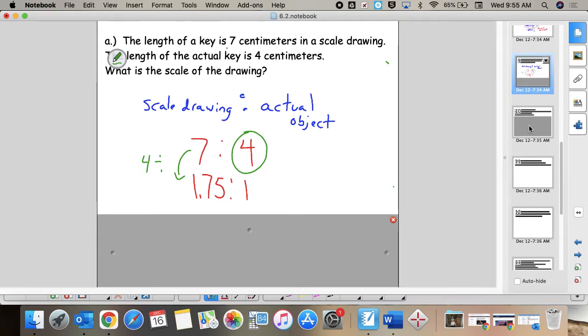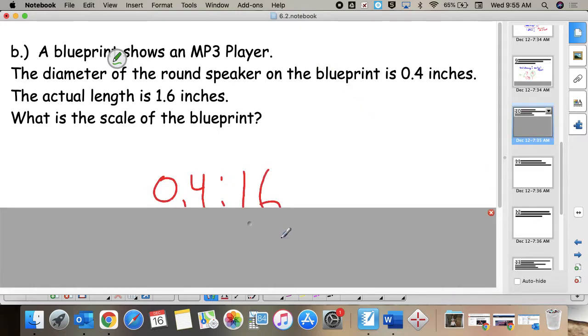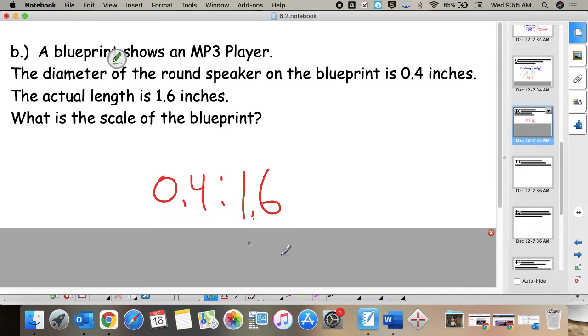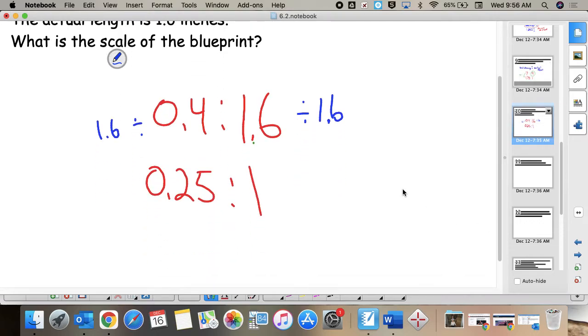Right, in your next one, it says a blueprint shows an MP3 player. The diameter of the round speaker on the blueprint is 0.4 inches. The actual length is 1.6 inches. What is the scale of our blueprint? So once again, we're going to have 0.4 to 1.6 this time. To get 1.6 down to 1, we have to divide it by 1.6, which means I have to divide this side by 1.6 also. Which gives us our ratio of 0.25 to 1.